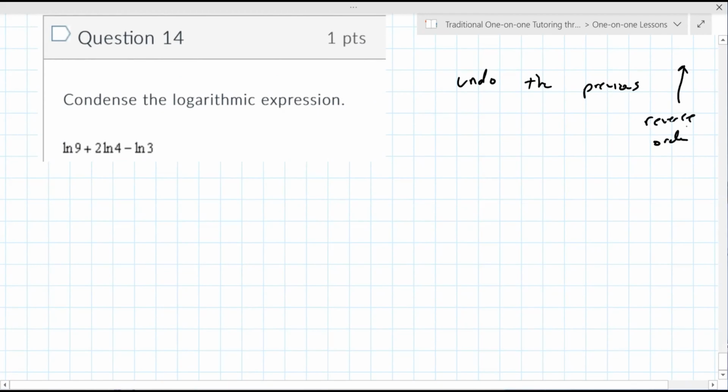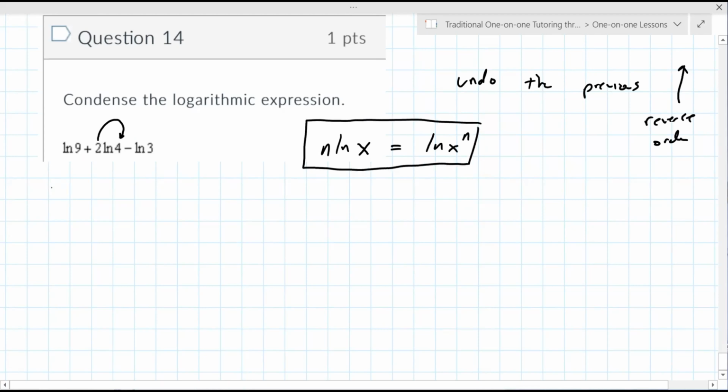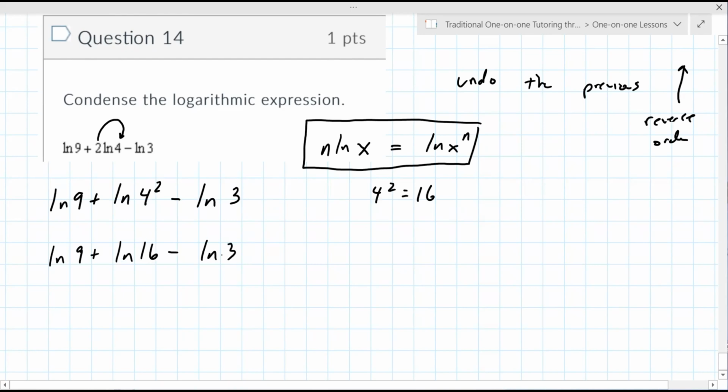Okay. So reverse order is we're going to do the exponents first. So n natural log of x becomes natural log of x to the n. You move that number out in front to the exponent, natural log of 9 plus natural log of 4 squared minus natural log of 3. Now you do actually want to evaluate it. 4 squared is 16. So we got natural log of 9 plus natural log of 16 minus natural log of 3.